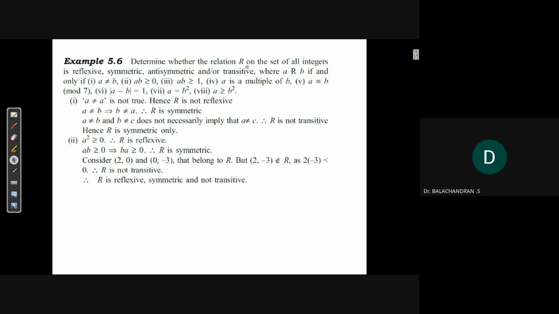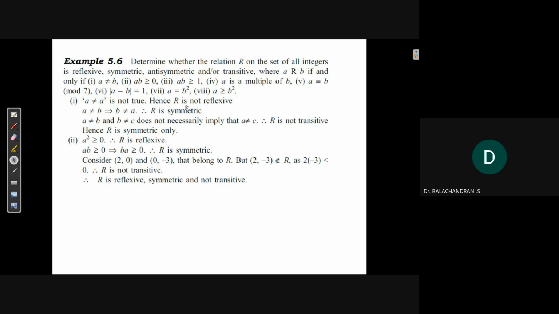Determine whether the relation R on the set of all integers is reflexive, symmetric, antisymmetric, or transitive, where A is related to B if and only if, first one, A not equal to B. First we will discuss this one. There are 8 problems here. A not equal to A is not true. To prove R is reflexive, I need to prove A not equal to A, but that is not true, and hence R is not reflexive.